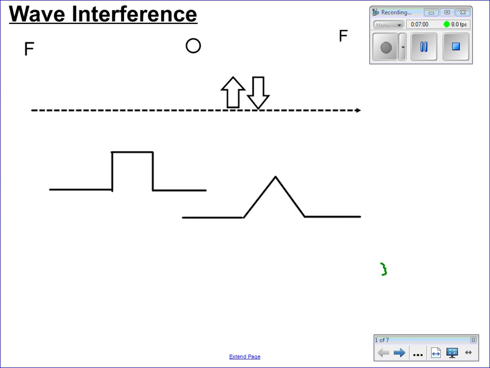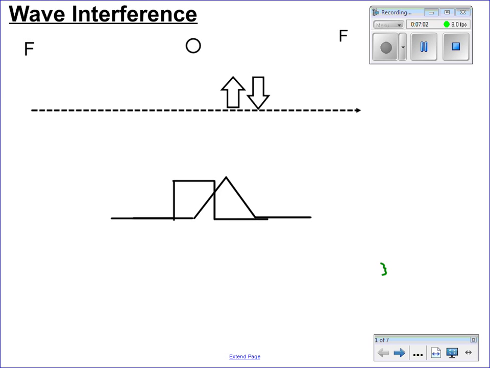I'm going to make these a little bit bigger so it's easier to see. And I'm going to push them a little more together. Let's imagine they're sitting right here. So we're kind of at a boundary point.